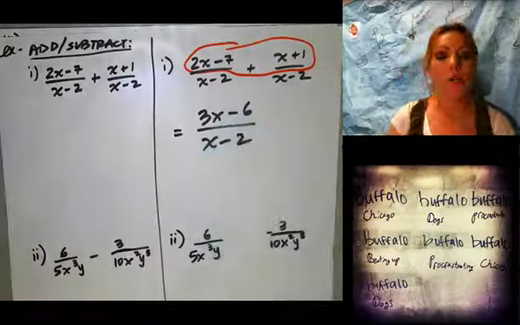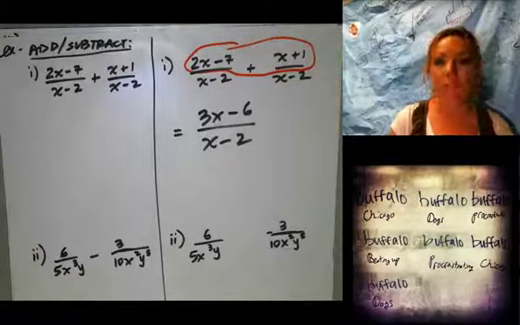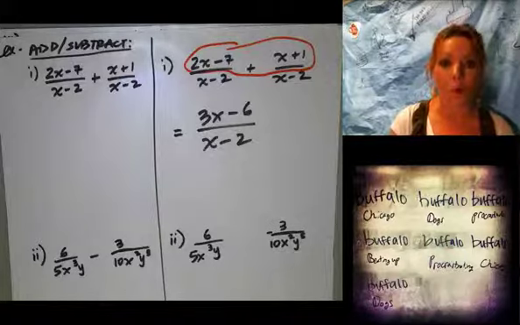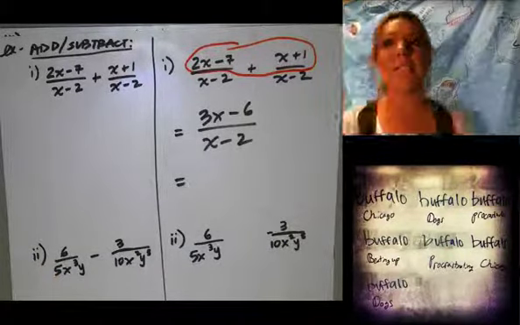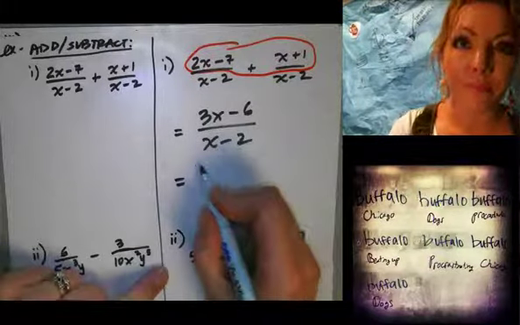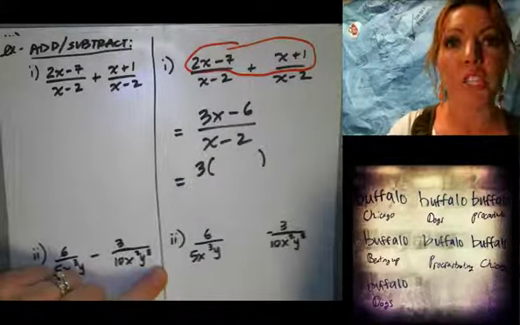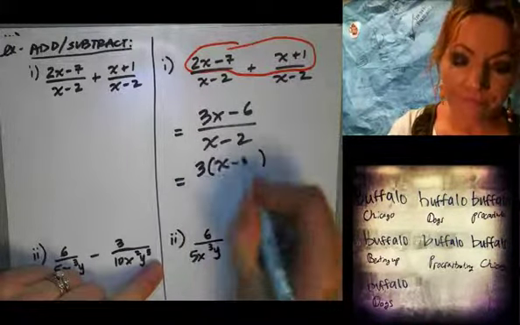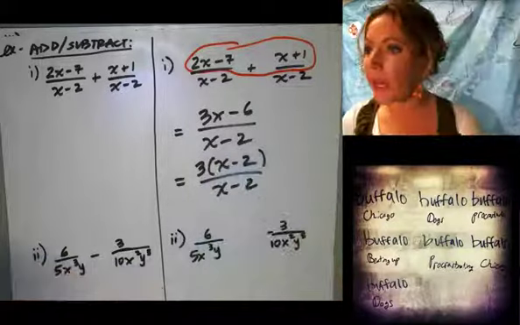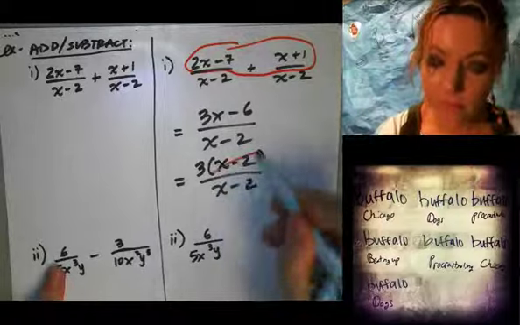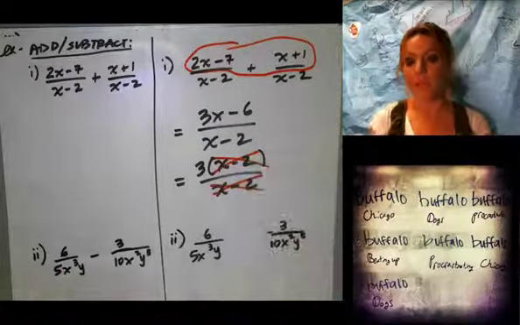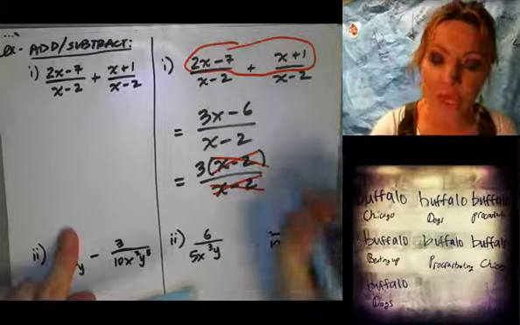Okay, now, can we simplify anything? Can we factor either the numerator or the denominator? Okay, how do we factor 3x minus 6? Akashni. Good. Everybody give it up for Akashni. Okay, then what? Anything? Or are we done? Ashley? Good, we can cross them out, so we're left with, good, 3. Everybody give it up for Ashley.